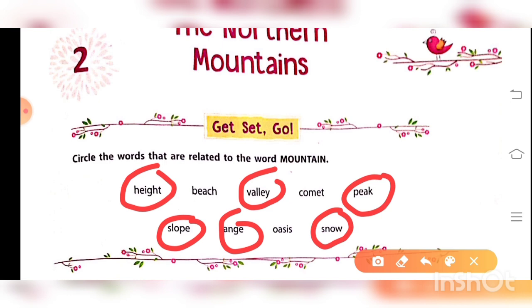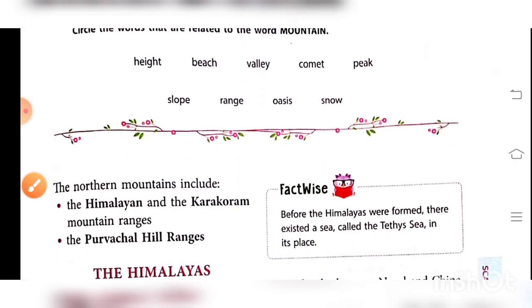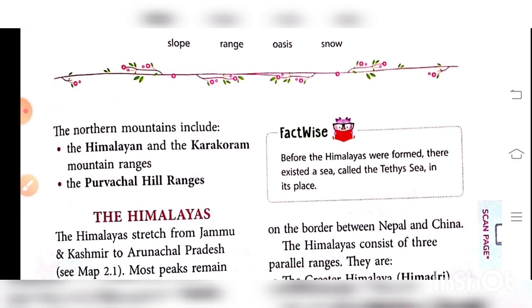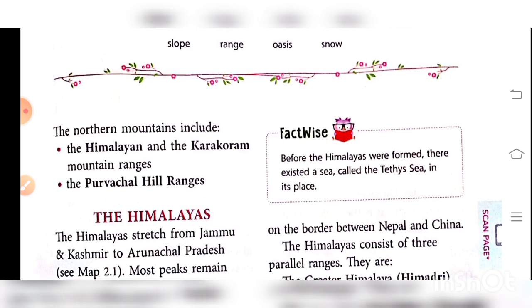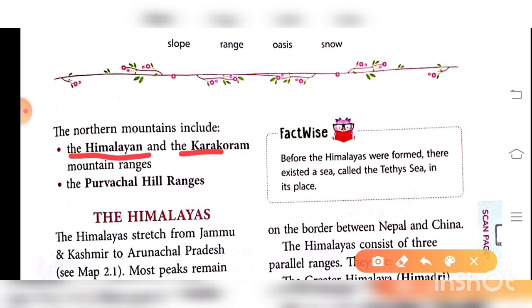Okay, students, now let us come to the text. Northern mountains include the Himalaya and the Karakoram mountain range, the Purvachal hill ranges. So students, northern mountains consist of these ranges, like Himalayan, Karakoram and Purvachal range.